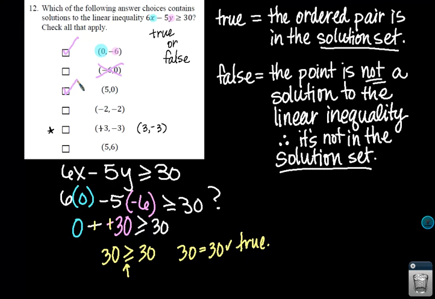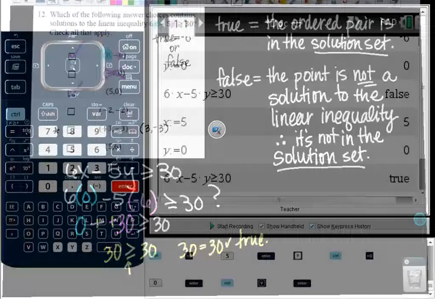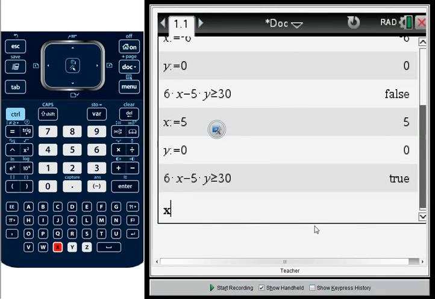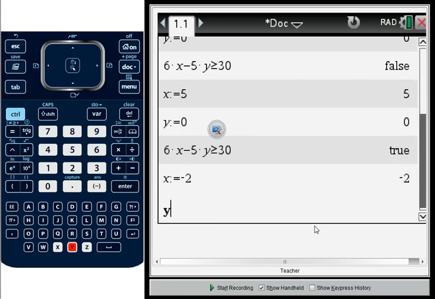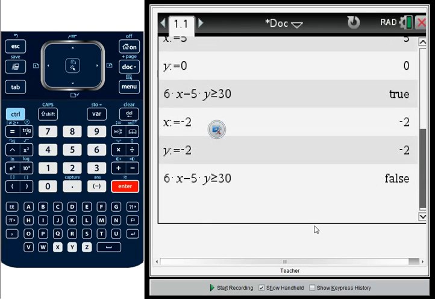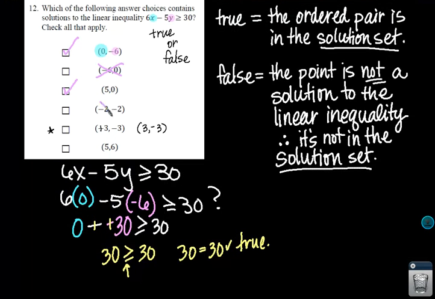The next one I'm going to try is -2, -2. So I'm going to store x. Oh, you guys can't see that. Let me hide the key press. I'm going to store x as -2. I'm going to store y as -2. I'm going to paste the inequality. And what do I get? False. So this one is not a solution. It's not in the solution set.